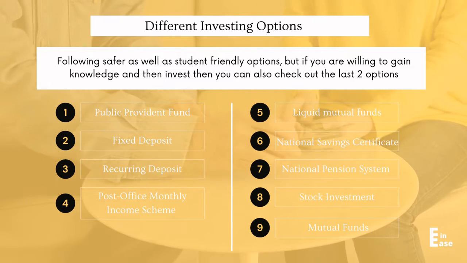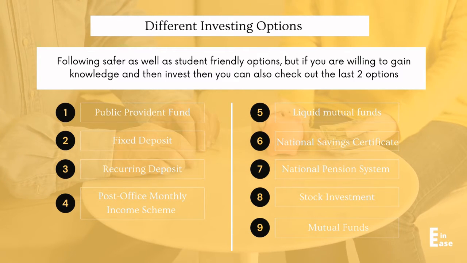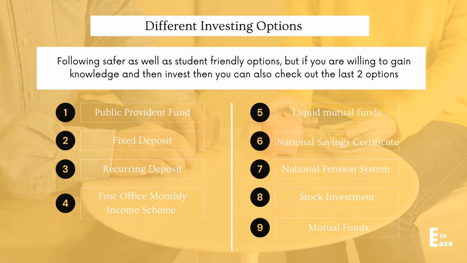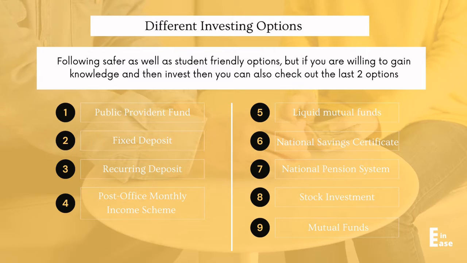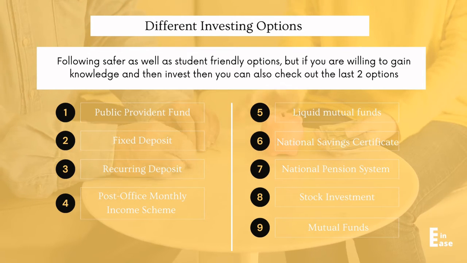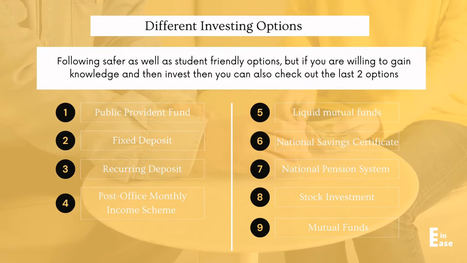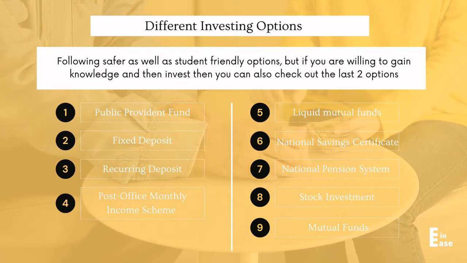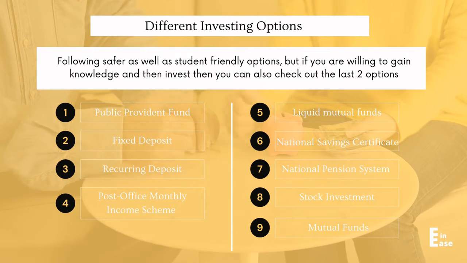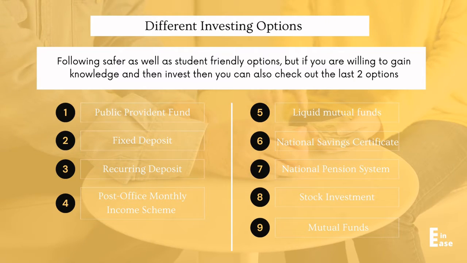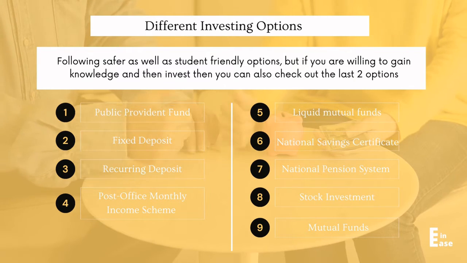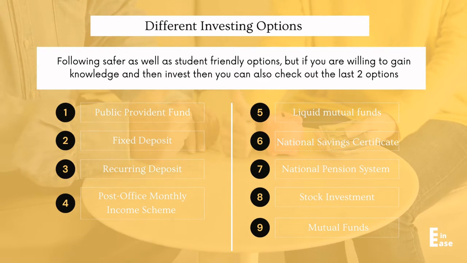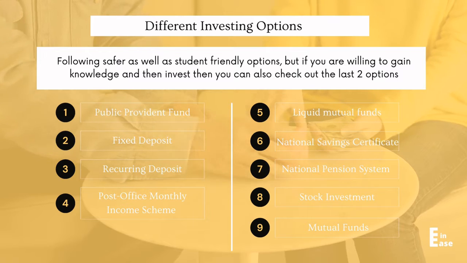Second, bank fixed deposits. Following the traditional investment ways, fixed deposits are one of the most popular options available. These deposits are made with banks with the guarantee of offering fixed returns over a fixed period of time, as per the bank guidelines and the tenure of FD selected by the investor, which varies from 7 days to 10 years.